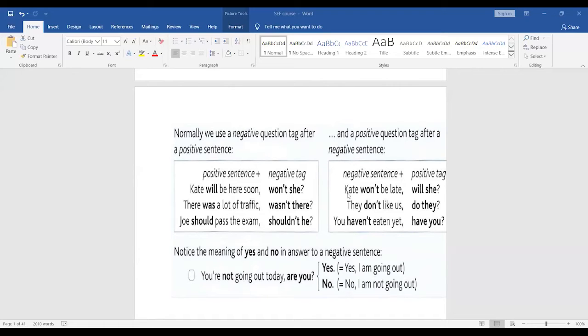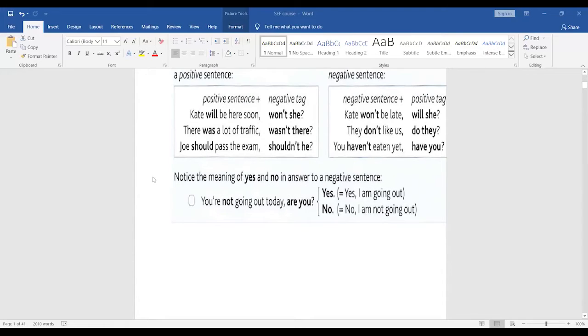So let's take a look at a few negative sentences followed by a positive question tag. "Kate won't be late, will she?" "They don't like us, do they?" "You haven't eaten yet, have you?" So notice the meaning of yes and no in answers to a negative sentence. "You're not going out, are you?" So yes or no, that is the response. And yes means I'm going out, no means I'm not going out.